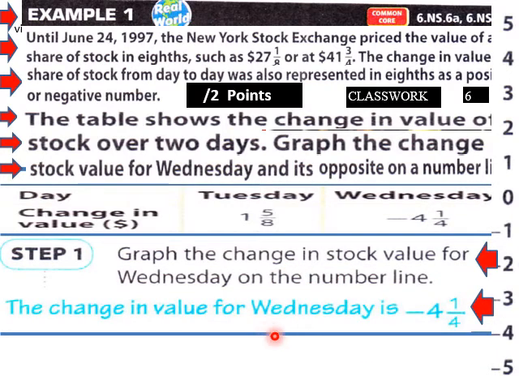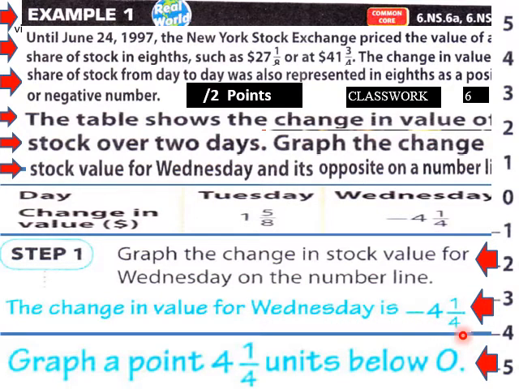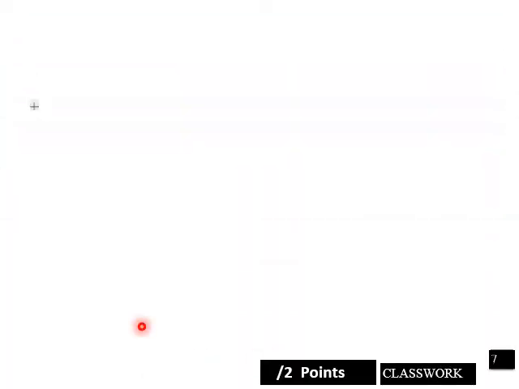Okay, well let's graph it. The change in value for Wednesday is negative 4 1/4. And the graph point is 4 1/4 below 0. So we have 0 here. So 4 1/4 will be down here somewhere, about there. So that would be the difference there.